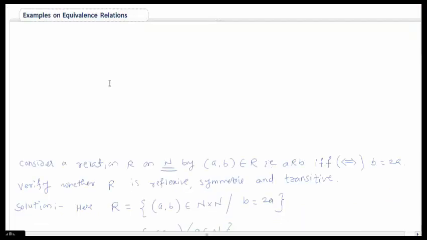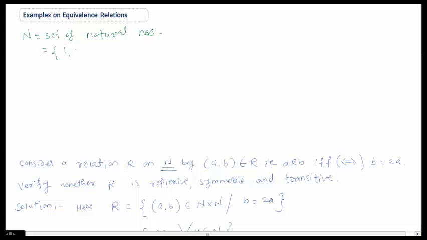Hello students, let us discuss some examples of equivalence relations. Already we have seen examples of equivalence relations on a finite set. Suppose N is the set of natural numbers. This starts with 1, 2, 3 and so on.